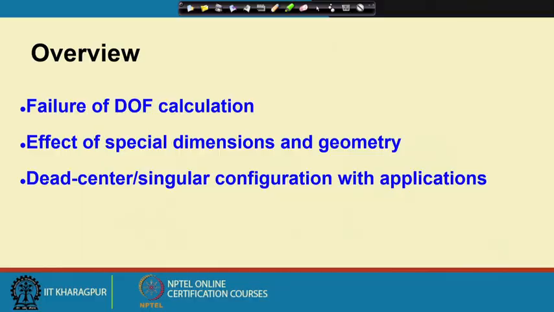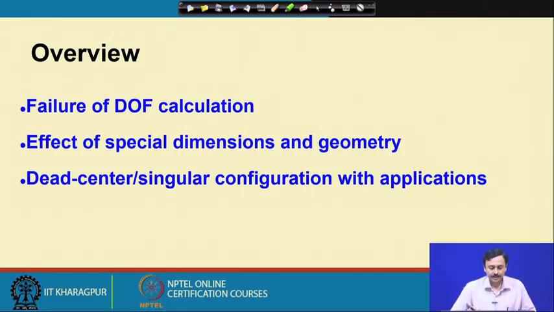So, to give you an overview of what we are going to discuss today, we are going to discuss this failure of degree of freedom calculation. We are going to look at special dimensions and geometry, the effect of these special dimensions and geometry on this calculation of degree of freedom. And finally, we are going to look at a related concept of dead center or singular configuration with certain applications.